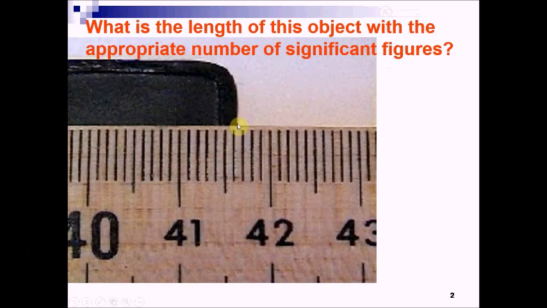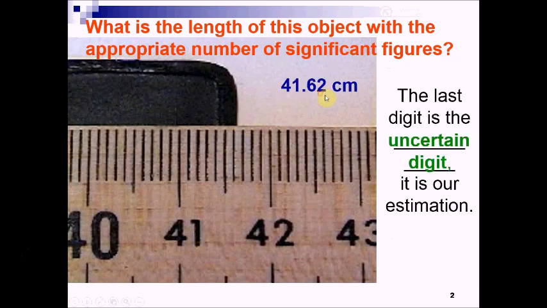But it really looks like it's a little bit past that. But I don't have any more tick marks, so I don't really know how far past that it is. So that is my guess. I think it's 41.6, and I'm going to throw in the 2. That last digit is called the uncertain digit. It's our guess, it's our estimation. And it's really important that we always include our guess so that other people know how precise our number was and really how good our measuring equipment was.